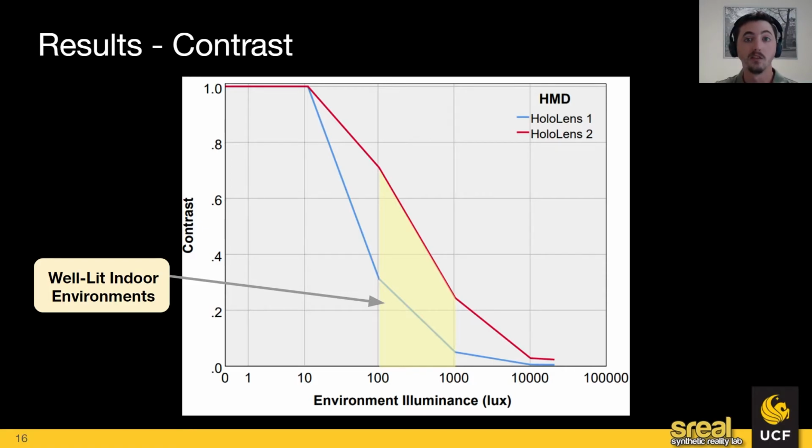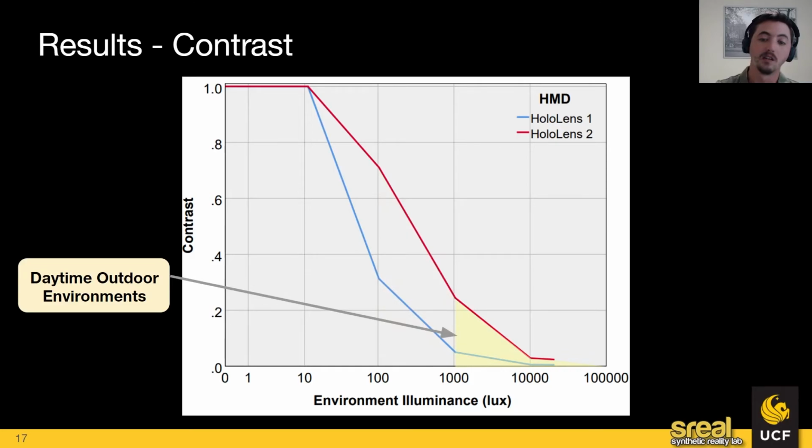Our next range of illuminances is between 100 and 1,000 lux. This roughly correlates to indoor lighting conditions, so it encompasses pretty much all of our working environments when we're indoors. And we can see that the HoloLens 1 reduces all the way down to about 0.05, and the HoloLens 2 continues to reduce to about 0.25. So they're performing okay in this area, but certainly not the best.